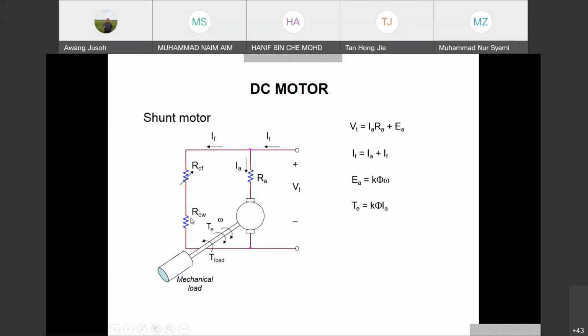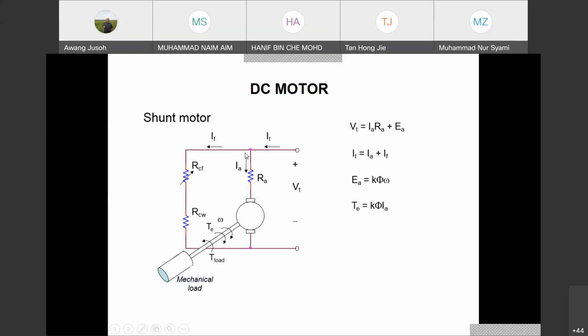This flux interacts with this IA and produces torque, the motor torque, or you call it TE. TE stands for the electromagnetic torque of the motor. When you have the torque, it produces speed. And when the motor starts to rotate, it will generate a load torque, or mechanical load torque. So that's the system. Simple. So hopefully you can draw the diagram for the shunt motor here.